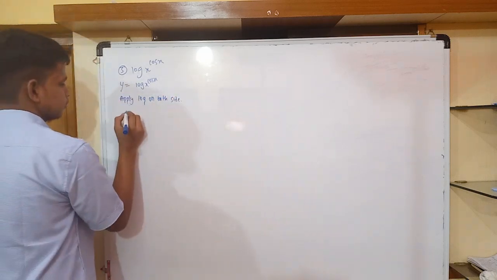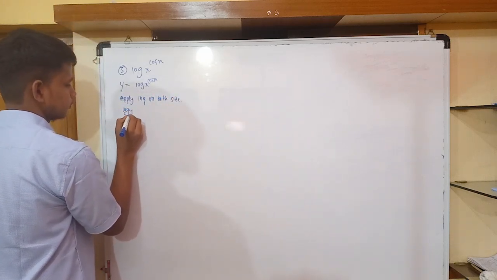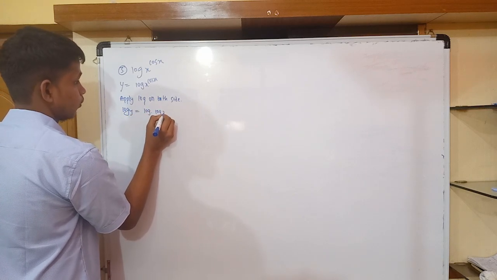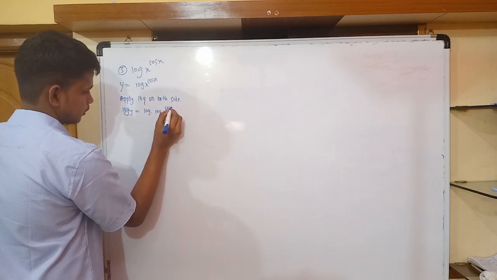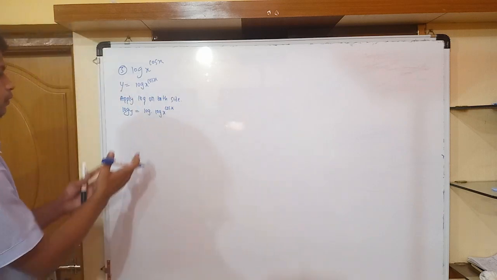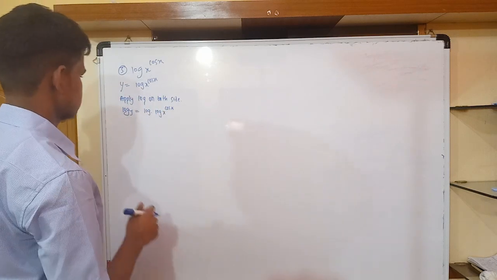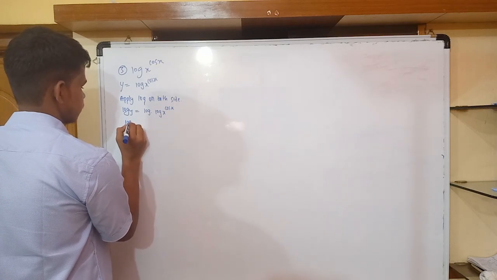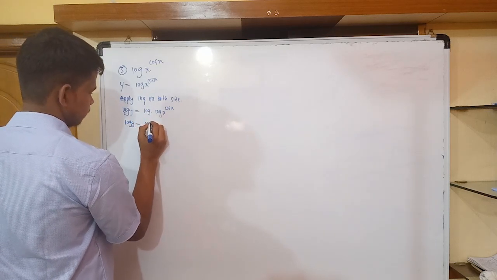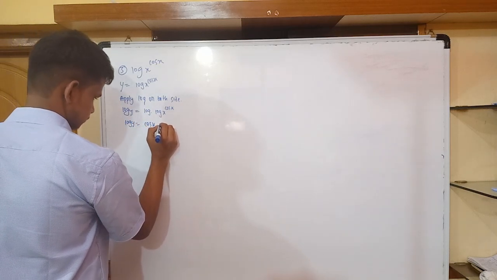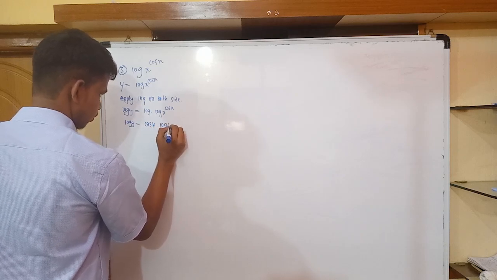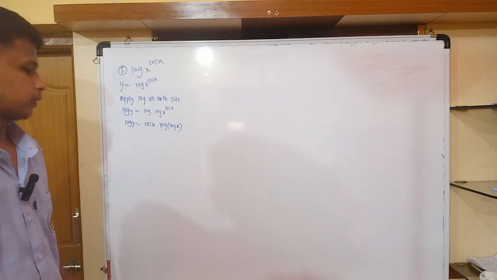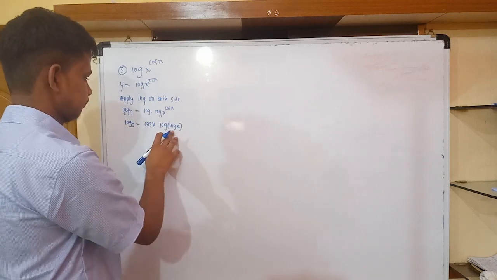Okay, we get log y equal to cos x into log of log x. Here we have to take the power to this side. This becomes log y equal to cos x into log of log x. Okay, we got this kind of function now. This is the different function.